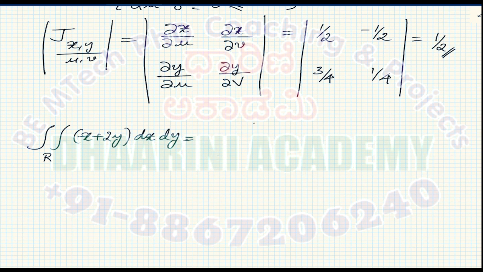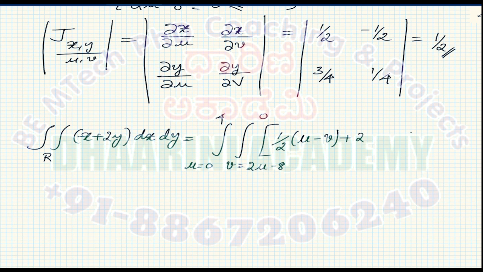Now I know the limits of u and v. I know that u varies from 0 to 4, and v varies from 2u minus 8 till 0. I have to write x plus 2y. So first I write the x value. X is half of u minus v, given the transformation, plus 2 times the y value, which is given as 1 by 4 times 3u plus v plus 12. Into, I need to multiply the determinant. The determinant value came half. According to your order of integration, you can write du dv or dv du. In this case, first I'm going to integrate with respect to v, then I'll integrate with respect to u.